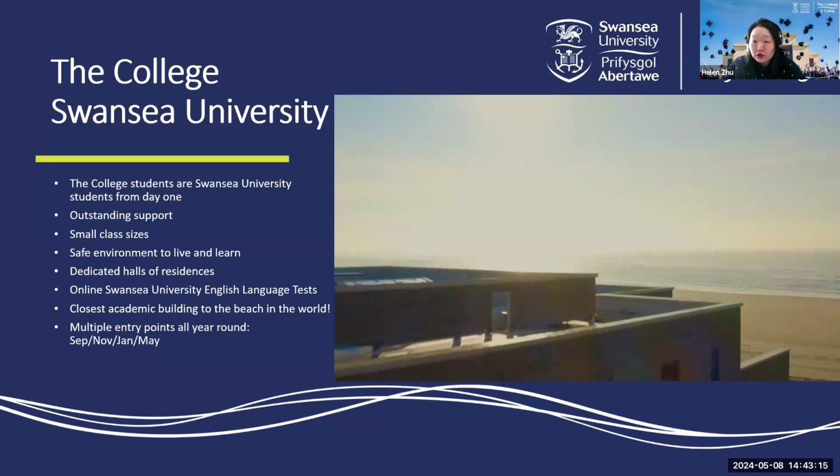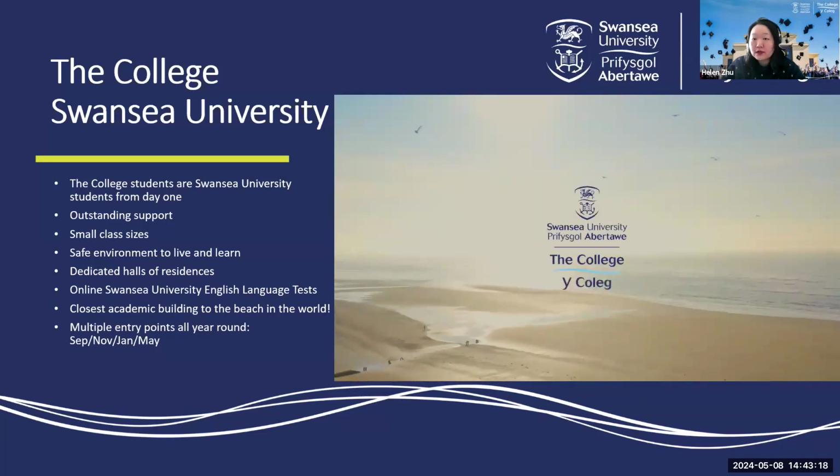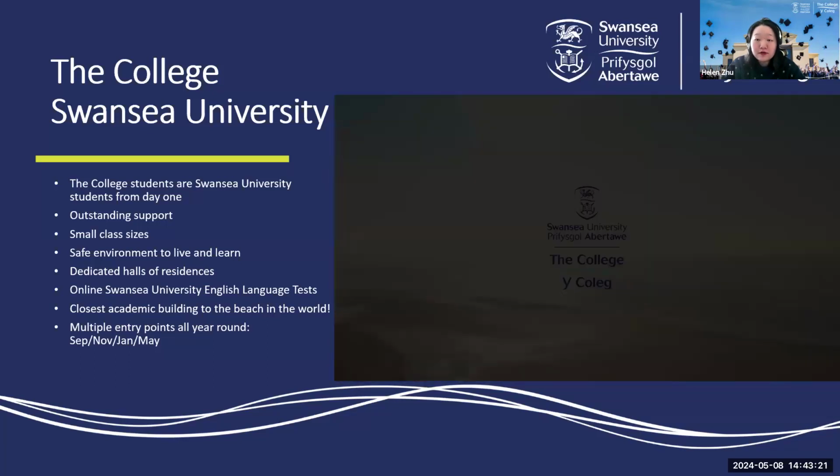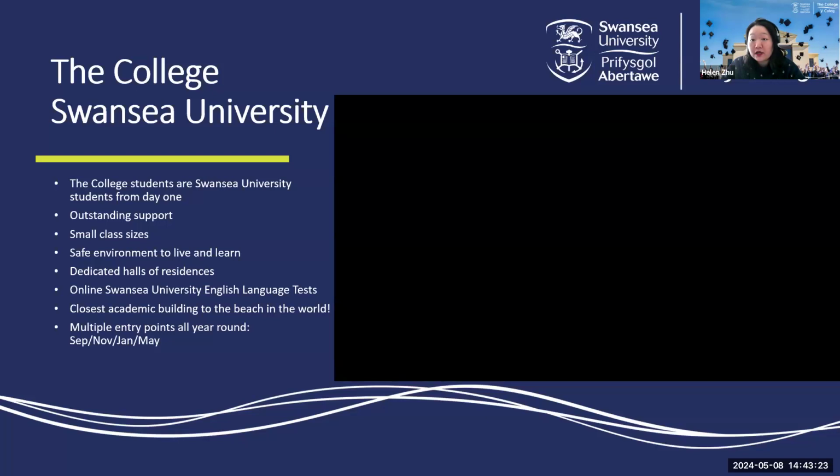We have outstanding support for all our students, and all of our students are students of Swansea University from day one. As soon as they receive their cards, they will have, for example, their student ID, and they will get access to student email, the student system, everything that any direct student will have. They don't have to register for a different system. It will be the same system for all Swansea University students from day one, and they will have a smooth transition from their pathway to their progression course.